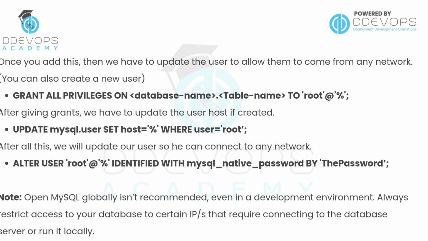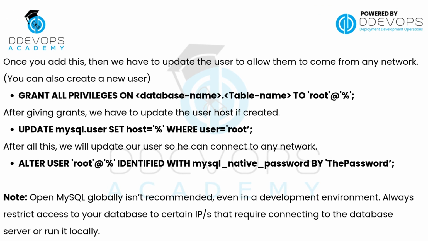To allow MySQL access from any network, grant privileges using root%. Then update the user's host to % and re-authenticate with a secure password. This opens global access, but be cautious. It's best to restrict connections to trusted IPs, even in development environments, to keep your database secure.